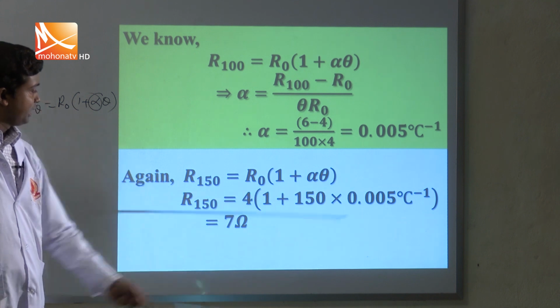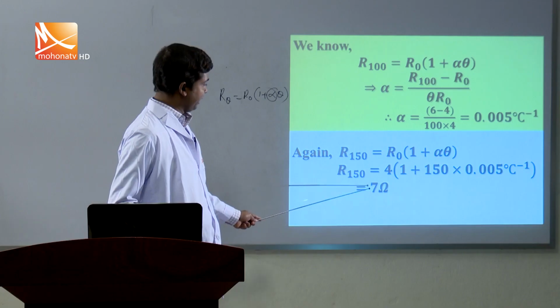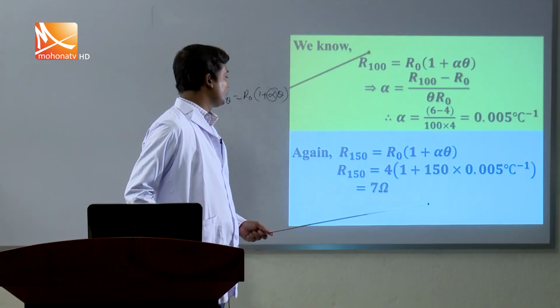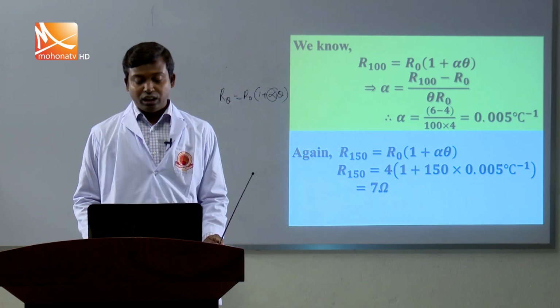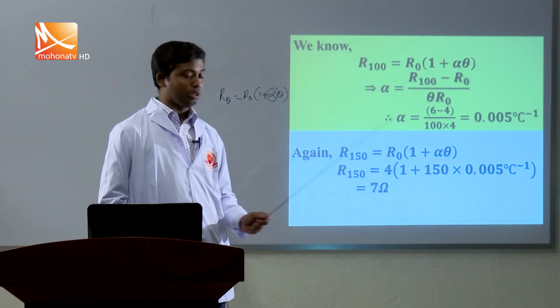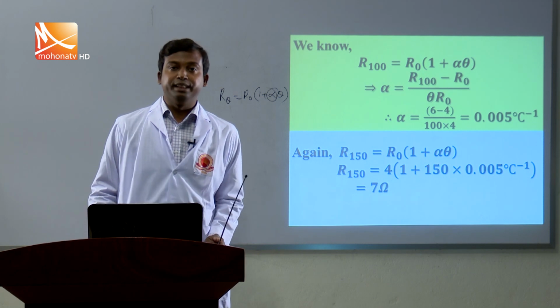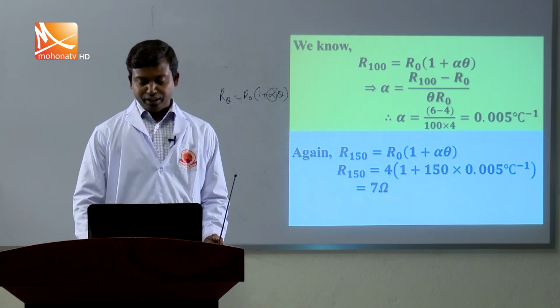Then doing simple mathematics, you will get R150 equals 7 ohm. So, this is the required answer. That means the resistance of the conductor at 150 degree Celsius will be 7 ohm.